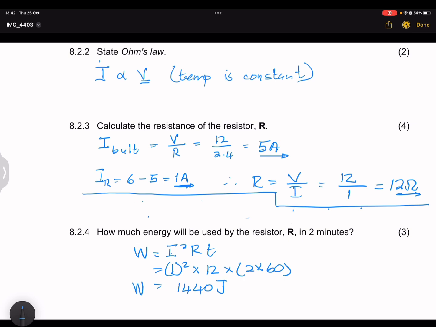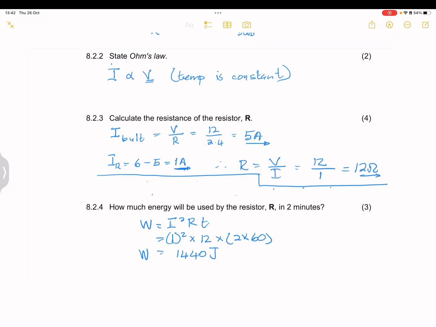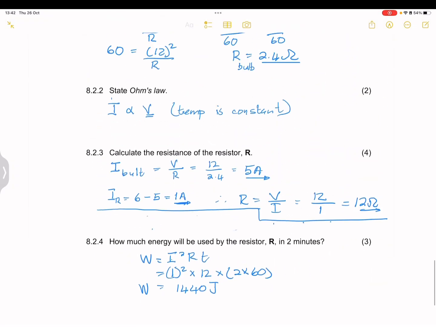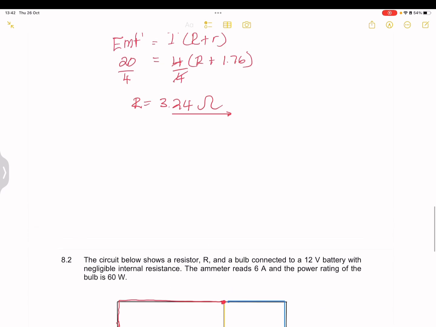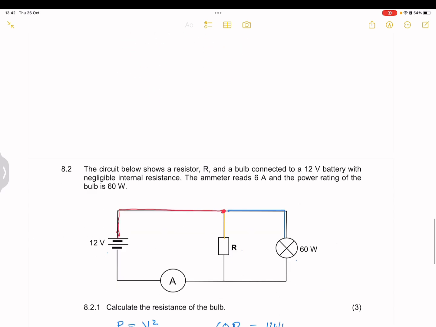Right, I hope that makes sense, ladies and gents. And in essence, that is how the cookie crumbles when it comes to that question. I hope that that has been helpful.